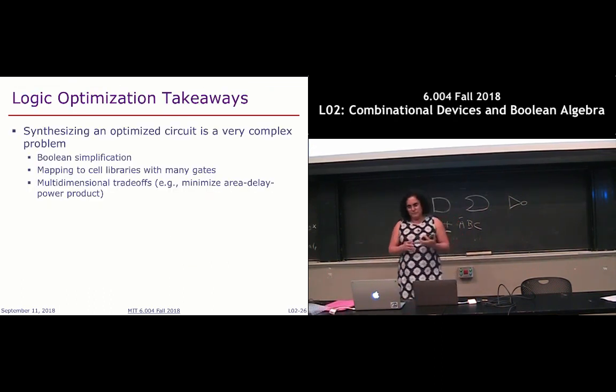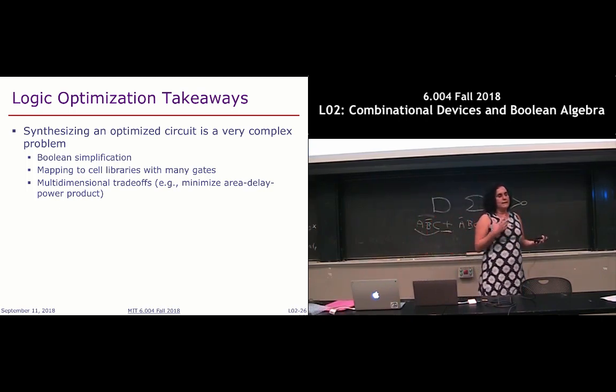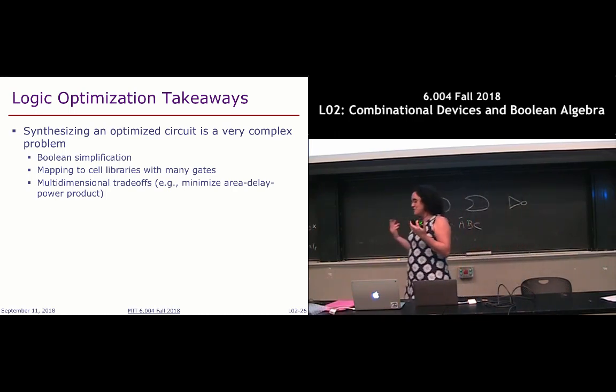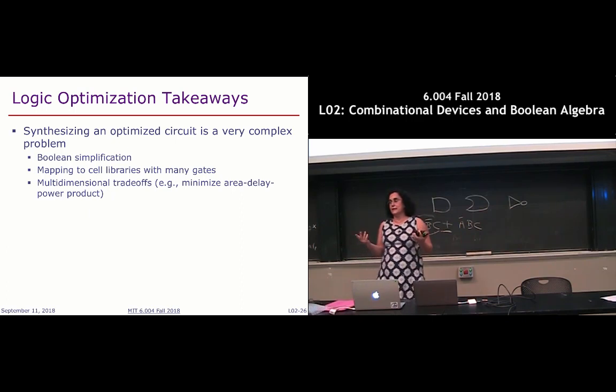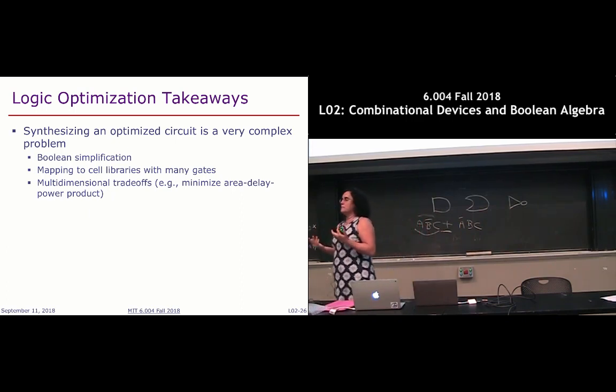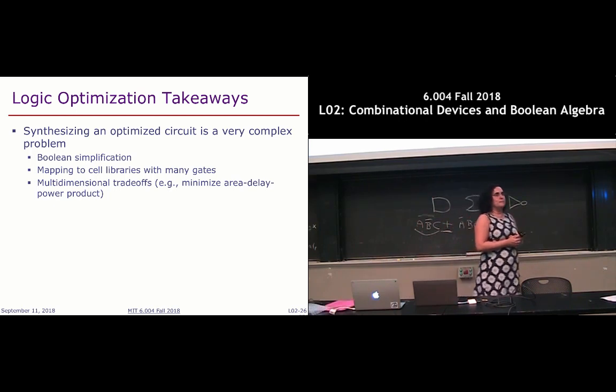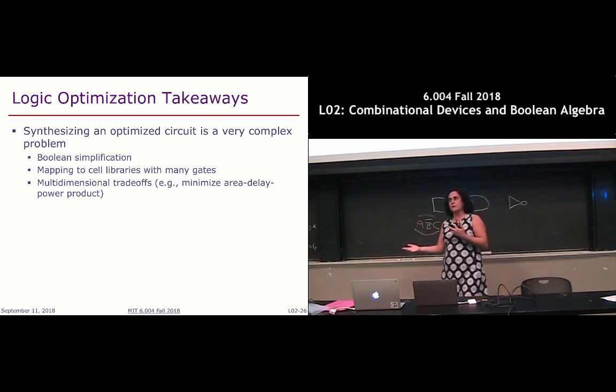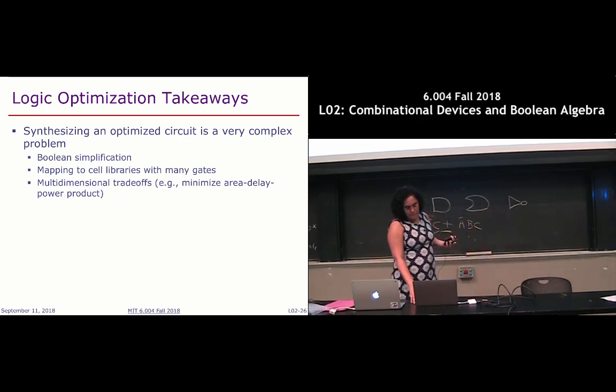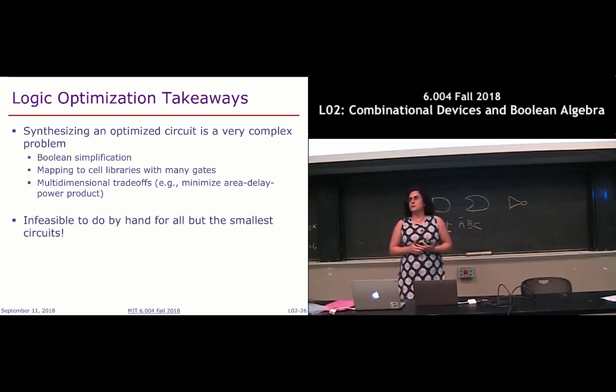Okay, so a couple of takeaways: we've seen a number of ways of turning Boolean expressions into circuits. And you see that there's a lot of complication involved in doing Boolean simplification, mapping to the correct target library, and worrying about what your ultimate cost function is. Is it delay, area, power, or some combination? Because of all of that, it's really infeasible to do this by hand.